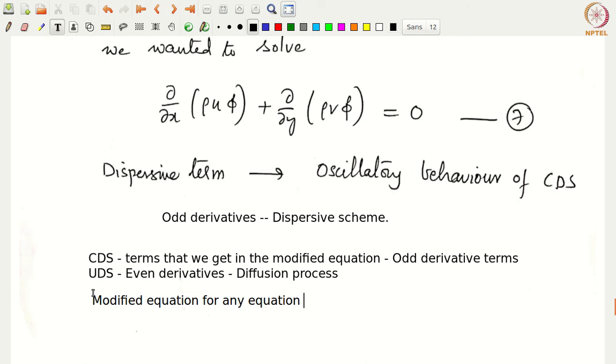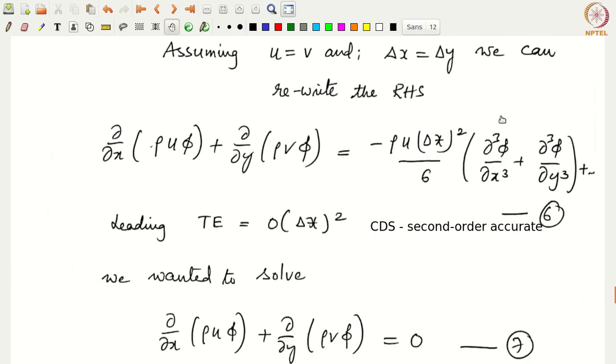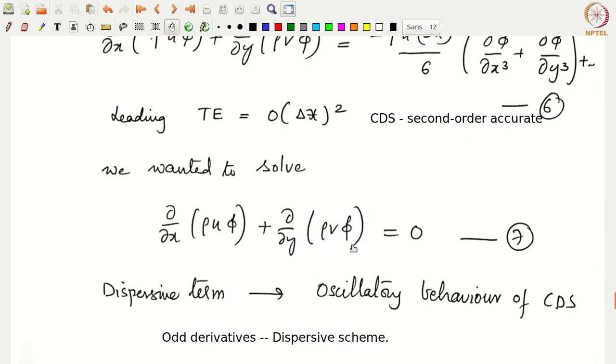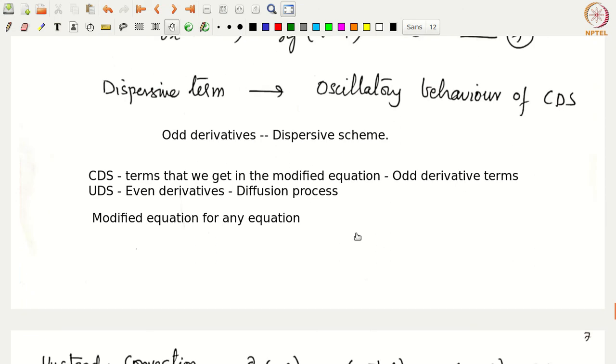And then you can analyze the modified equation and comment on what the solution would be, depending on the terms that you get in the modified equation, okay? So that is an explanation from the numerical point of view for the artificial, numerical or false dispersion and diffusion that we have seen when using CDS and UDS schemes in the solution of the pure convection equation, okay?